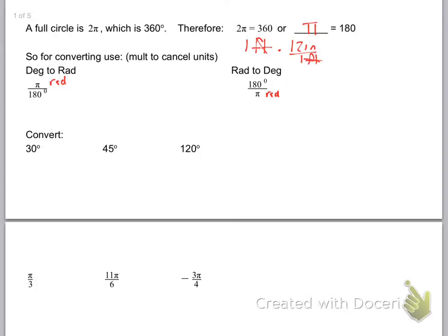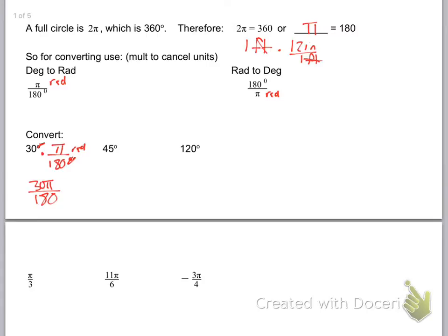So 30 degrees. I'm going to multiply that by pi radians on top, 180 degrees on the bottom. The degree symbol will cancel, so they're gone, and you're left with 30 pi over 180. Now, when you're working with radians, you're going to leave pi in there. You're going to just reduce the fraction. You are not going to go to some crazy decimal. Leave it in terms of pi. It'll make your life easier in the long run.